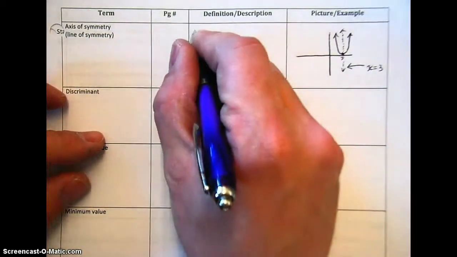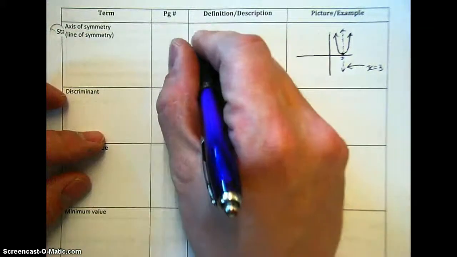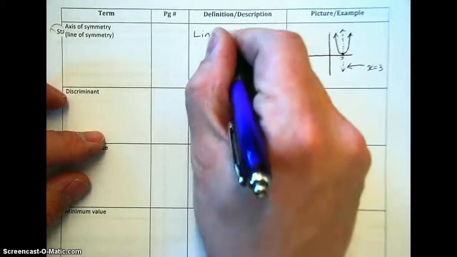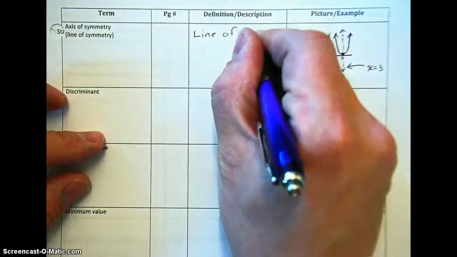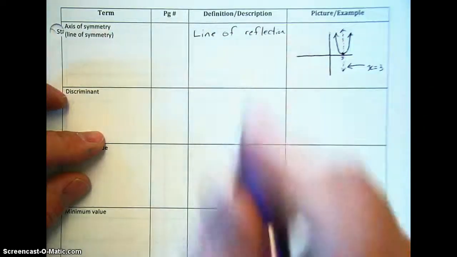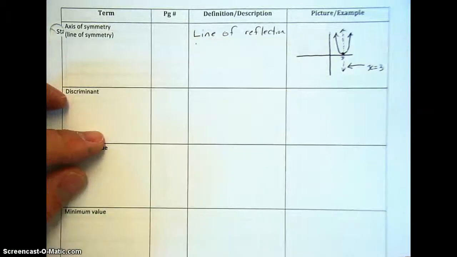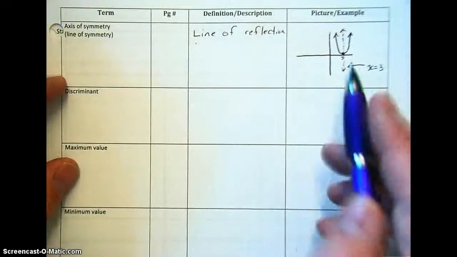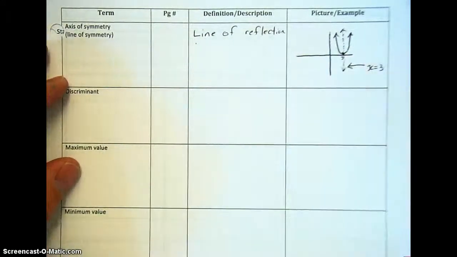Over here you could, as Grace said there, it's your line of reflection. Maybe going down the middle of your parabola or breaking your parabola in half or cutting it in half, or cutting it so it reflects upon itself. Okay?